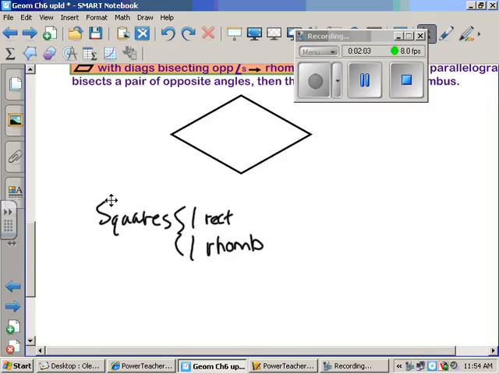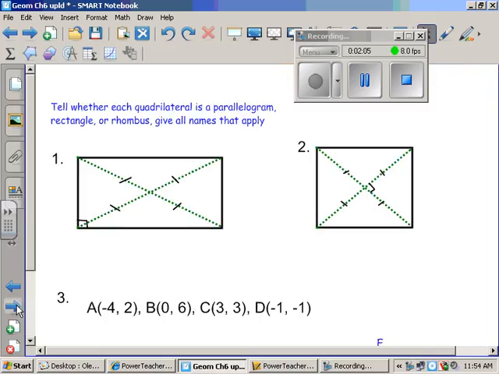What I'd like you to do is on a separate sheet of paper, preferably not your notes, because I'm worried that I'm going to write on your notes or something and mess them up. So if you can do it on a separate sheet of paper and tell me for 1, 2, and 3, what are they? Rectangles, rhombuses, or squares, or just a plain old parallelogram. And then tomorrow we'll work some more on proofs.